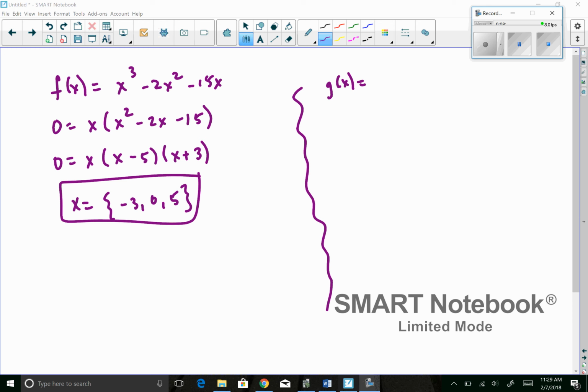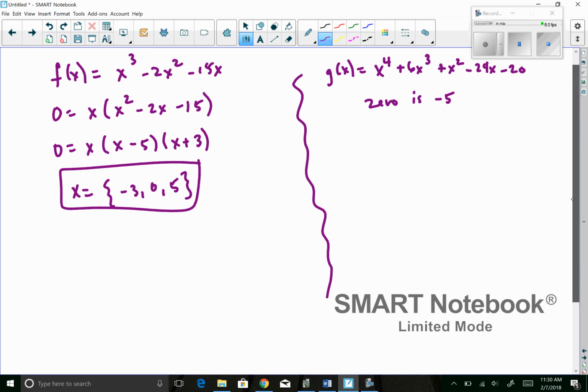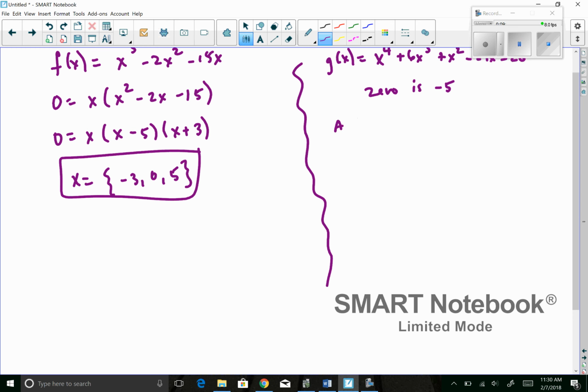So if we give you a quartic polynomial of x to the fourth plus 6x cubed plus x squared minus 24x minus 20, and I tell you that one zero is negative 5. But what does that tell you? Well, if I know that negative 5 is a zero, that means a factor is x plus 5. So that means I could divide this polynomial by x plus 5.